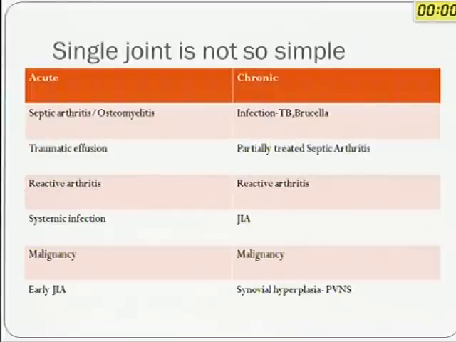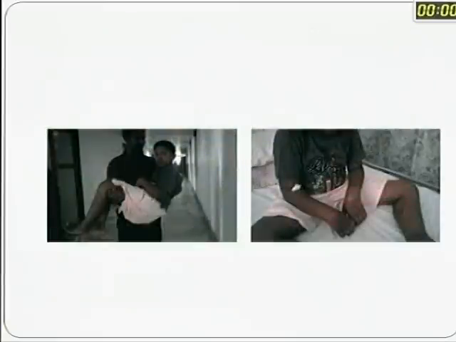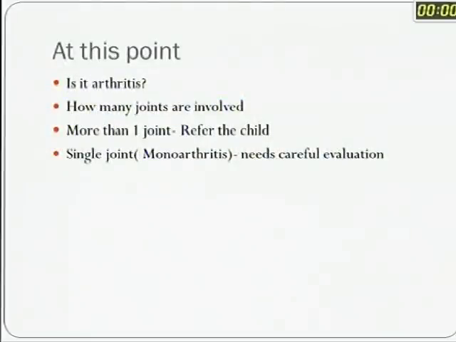Now, we'll talk a little more about monoarthritis because that is where there is really overlap between orthopedics and us. There are lots of DDs, being acute or chronic, and history and examination are going to help you differentiate between all these.